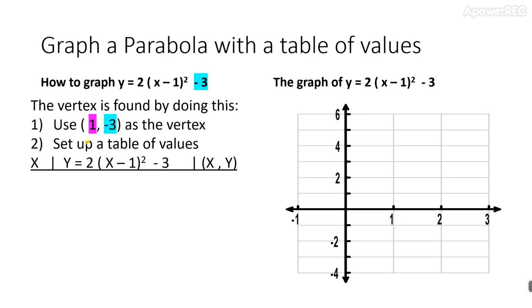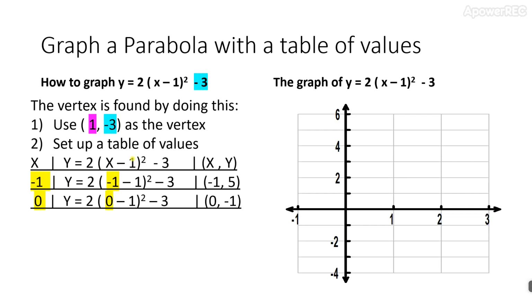You have your 3 columns, and the first step is to insert negative 1 into the equation. Use your calculator or use BEDMAS, and your first point is negative 1 comma 5. Your next step is to substitute 0 into the equation, and your point will be 0 comma negative 1.